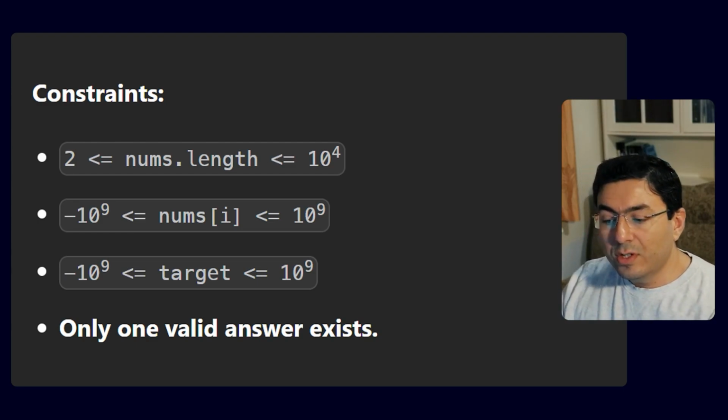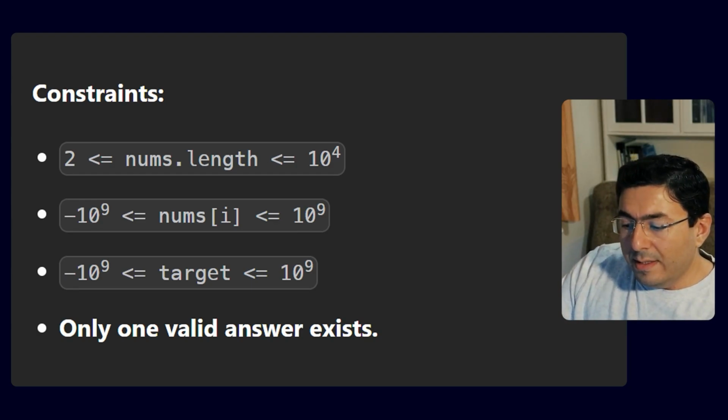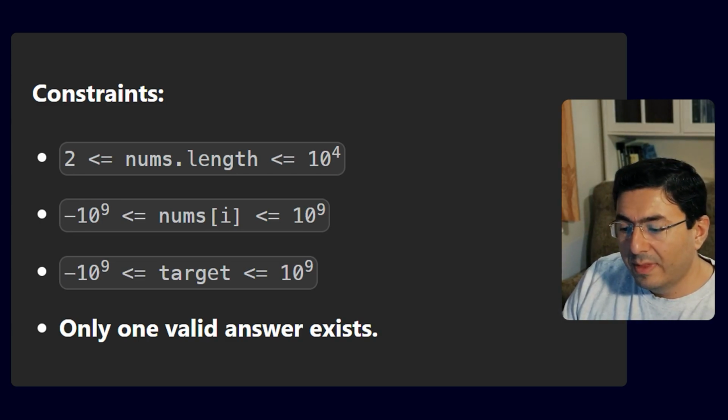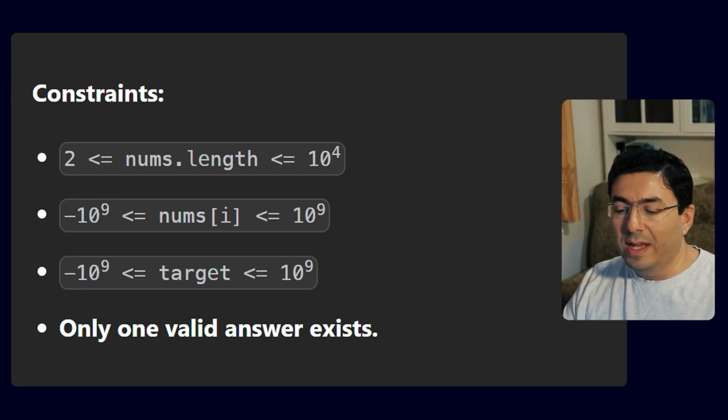And the third constraint states that the target value can also range from -1 billion to 1 billion, just like the elements in the array. Finally, the last constraint states that only one valid answer exists. And that means that there will always be a unique pair of elements in the array that add up to the target value. Okay, let's get started with the solutions.